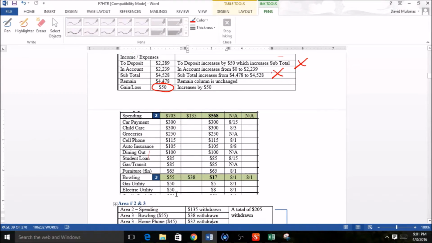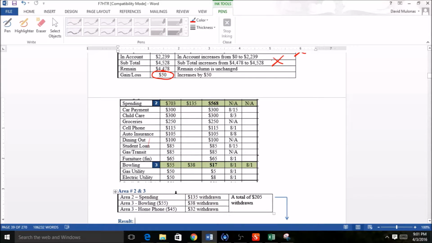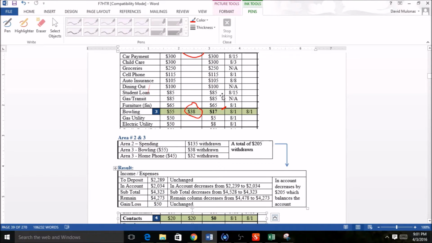So now we're going to go down to the next section, sections 2 and 3. We have spending and we have bowling. Spending at this point, he has spent $135, leaving him with $568, and $38 respectively for bowling, leaving $17. So you can see we have it listed on our little grid here that we have $135 withdrawn. Bowling was $38. In fact, you don't see home phone in this list, but the home phone was also withdrawn from. That equaled $205.